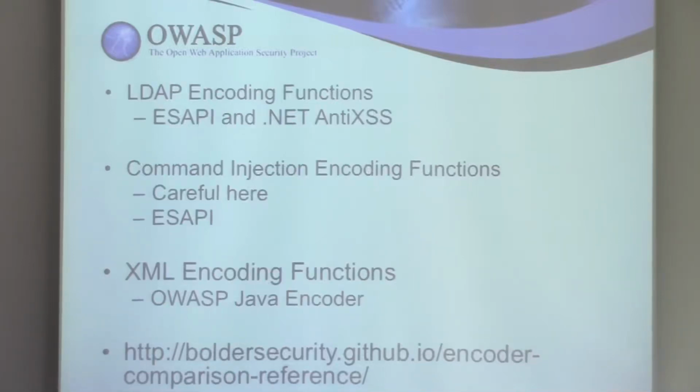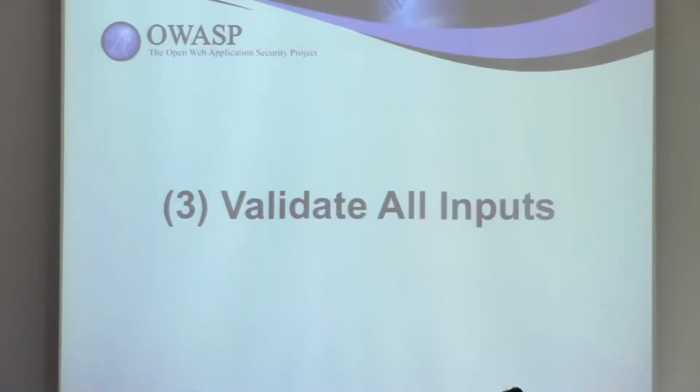So lots of options. Anytime you hit a parser with untrusted data, it's usually encoding in the right context, in the right kind of parser, and these encoding functions are available. They're a little esoteric, but they're needed for secure development. Next, number 3, you want to do input validation on all inputs.